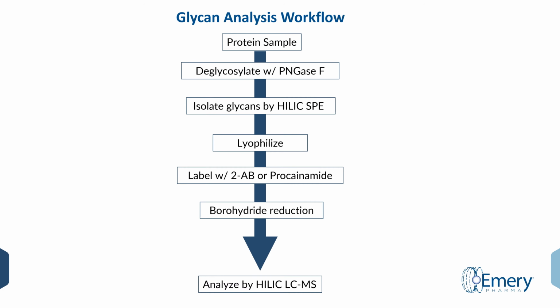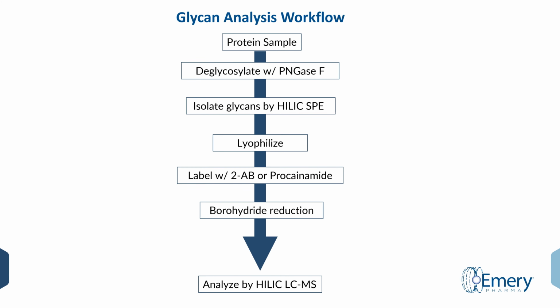In this slide, I am presenting the protocol we use at Emery Pharma to release and label the glycans for the mAbs and proteins we study. In the workflow, the protein or mAb sample is first treated with the enzyme PNGase F at 37 degrees for 2 hours. The enzyme cleaves the glycans from the asparagine residue in the protein and creates a mixture of both the protein and the released oligosaccharides.